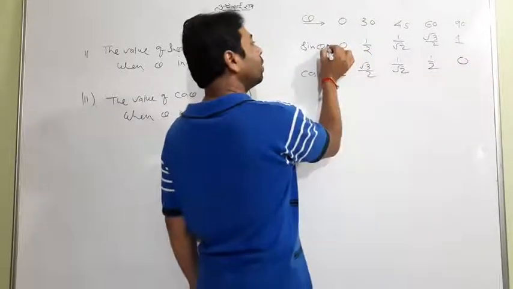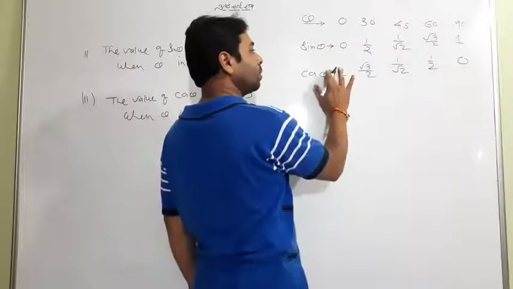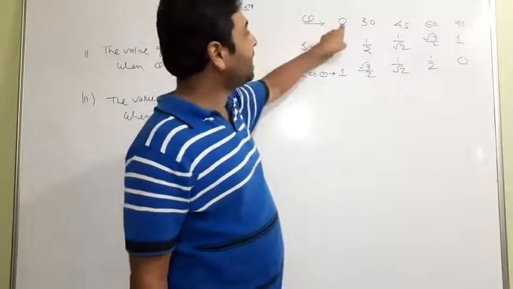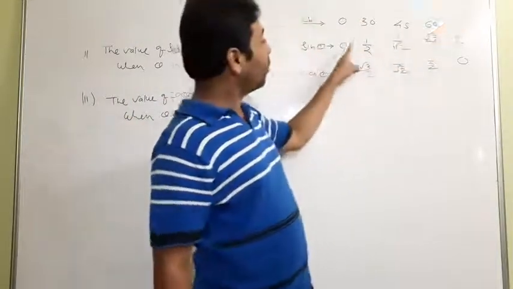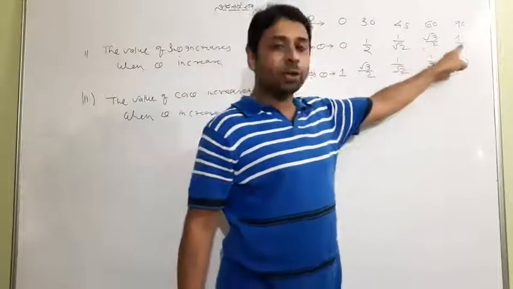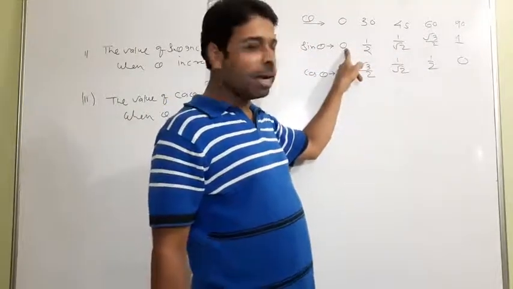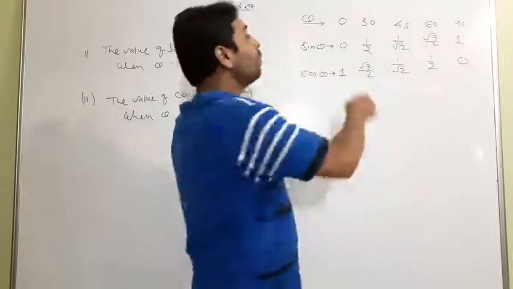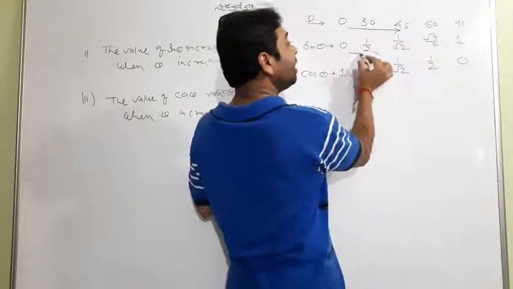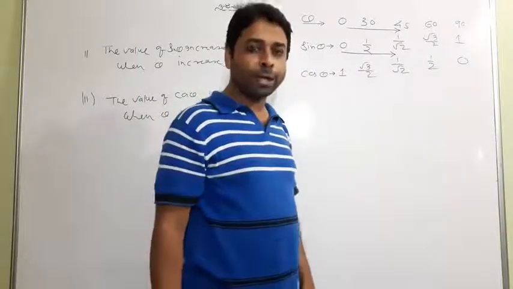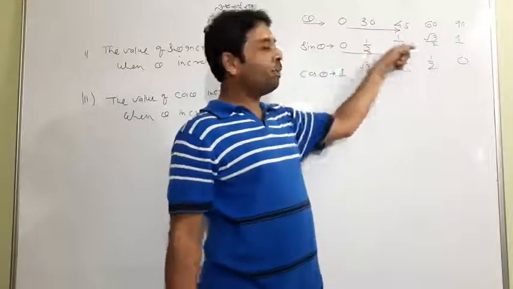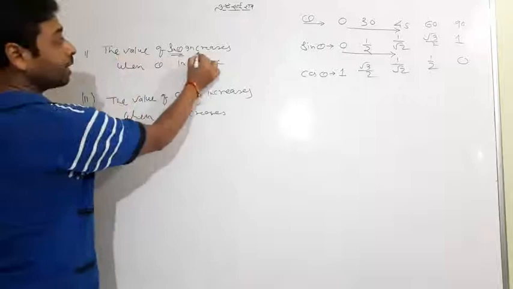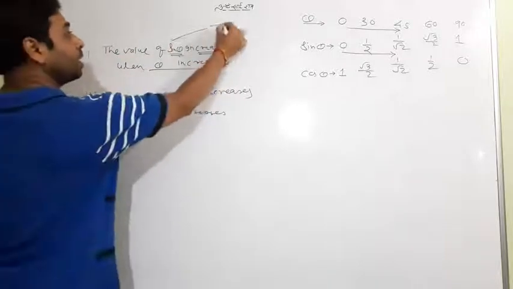Now look at their values. I ask you one thing. See only sine. When theta is increasing, what about the value of sine? Is it increasing or decreasing? This was 0, ultimately it is 1, meaning it is increasing. So when theta increases, the value of sine also increases. Hope you're getting it. First question: the value of sine theta increases when theta increases. So the first sentence is true.